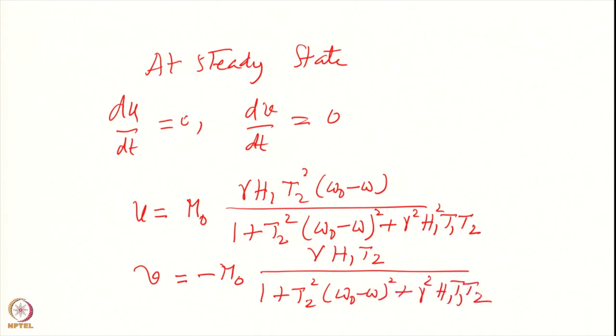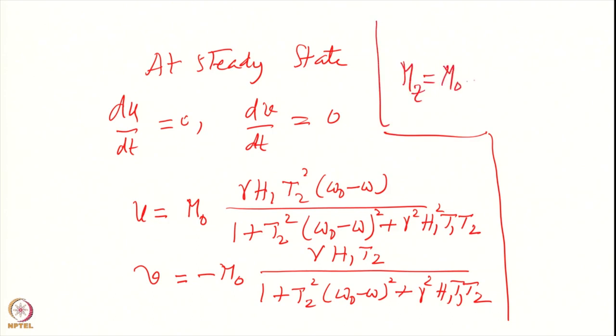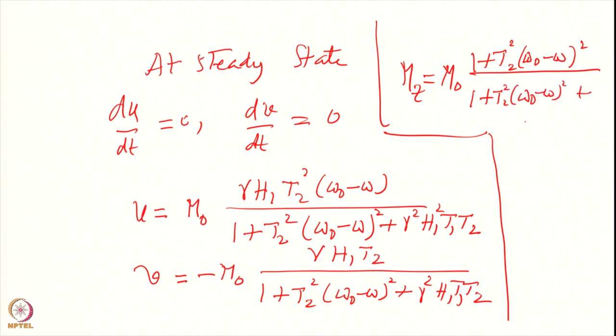And Mz, I will write the Mz here. Mz is equal to M0 times (1 plus T2 squared (omega naught minus omega) squared) divided by the same term, 1 plus T2 squared (omega naught minus omega) squared plus gamma squared H1 squared T1 T2. The denominator is the same in all the cases.